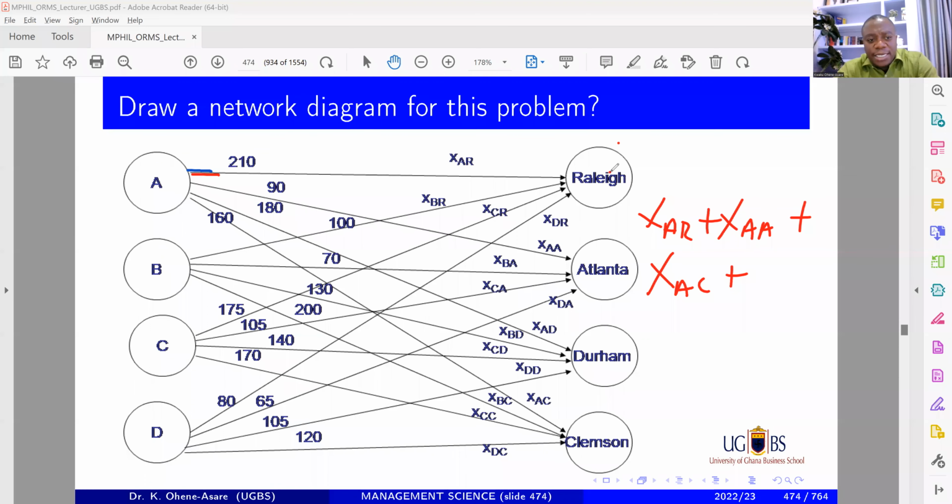Oh, there's one more that didn't come. Okay. XAD. Then we should have XAD. Okay. Before XAC equals to 1. That's correct. So that's a constraint he just gave, the A. Who can give me the constraint for Clemson?